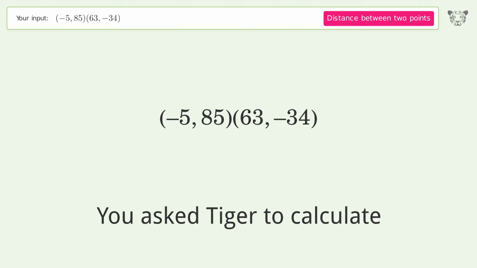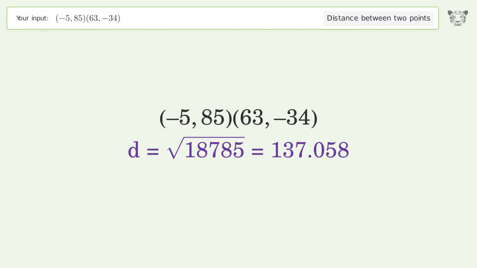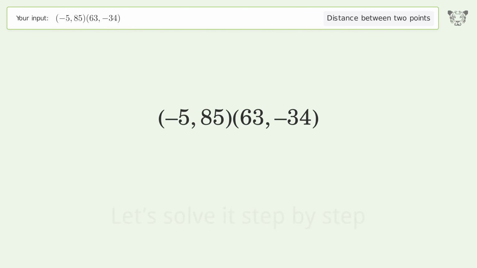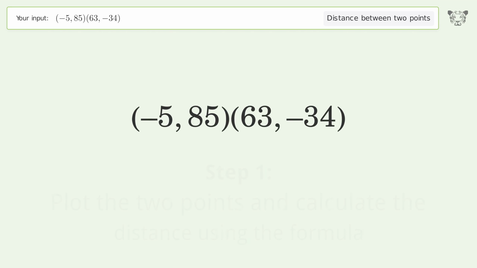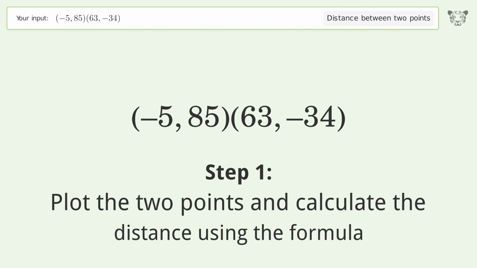You ask Tiger to calculate. This deals with the distance between 2 points. The distance between the 2 points is the square root of 18,785 or 137.058. Let's solve it step by step. Plot the 2 points and calculate the distance using the formula.